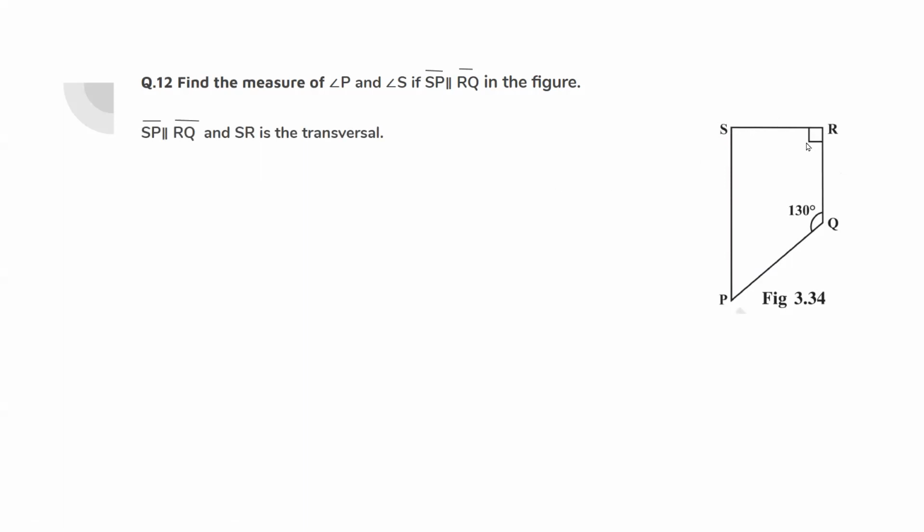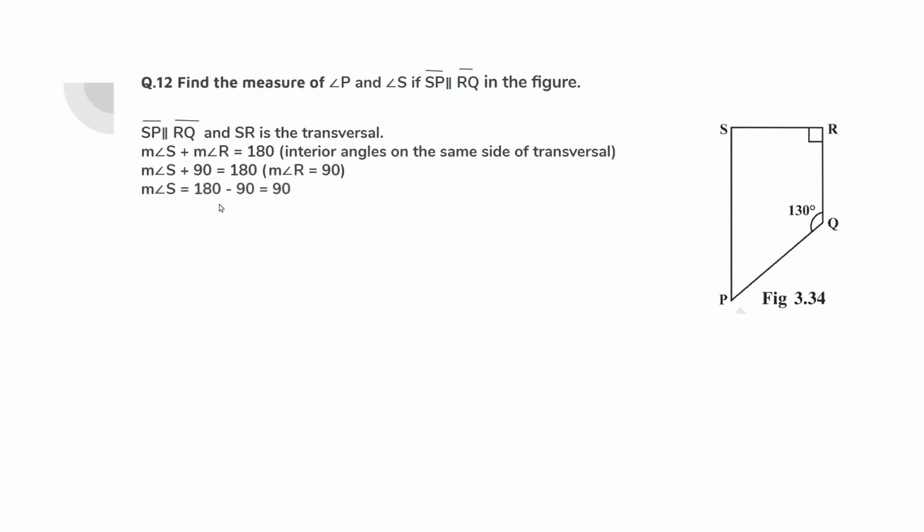So we can see that here angle R is marked 90. So angle R and angle S are the interior angles on the same side of the transversal. So their sum equals 180 degrees. So measure angle S plus measure angle R equals 180, interior angles. Measure angle S plus measure angle R, given in the question as 90, equals 180. So measure angle S equals 180 minus 90 equals 90.